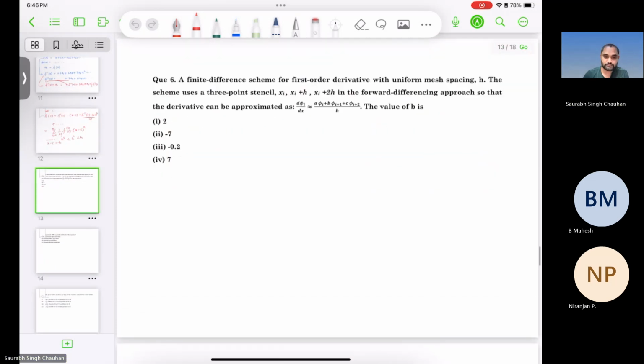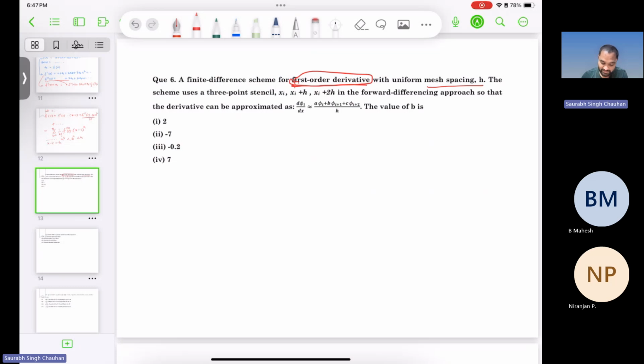Anyways, coming to question number 6. In question number 6, it is saying a finite difference scheme for first order derivative. This first order is not the order of scheme, not the accuracy; this means first derivative, with uniform mesh spacing h. The scheme uses a 3-point stencil xi, xi plus h, xi plus 2h in the forward differencing approach.